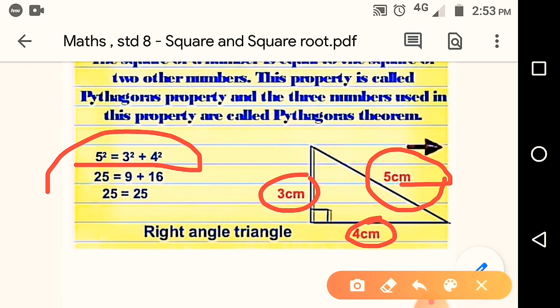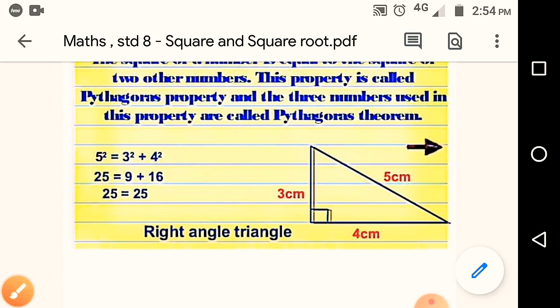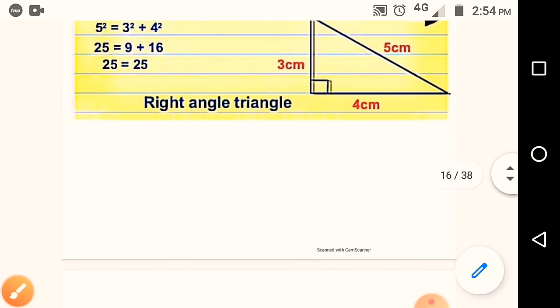You can check. 3 square is 9 and 4 square is 16. So 9 plus 16 will give you 25. And if you square 5, again the answer is 25. So in a right angle triangle, the total of the squares of the other two sides is always equal to the square of the longest side, the hypotenuse. So this is Pythagoras theorem. When we apply it, it will be more clear.